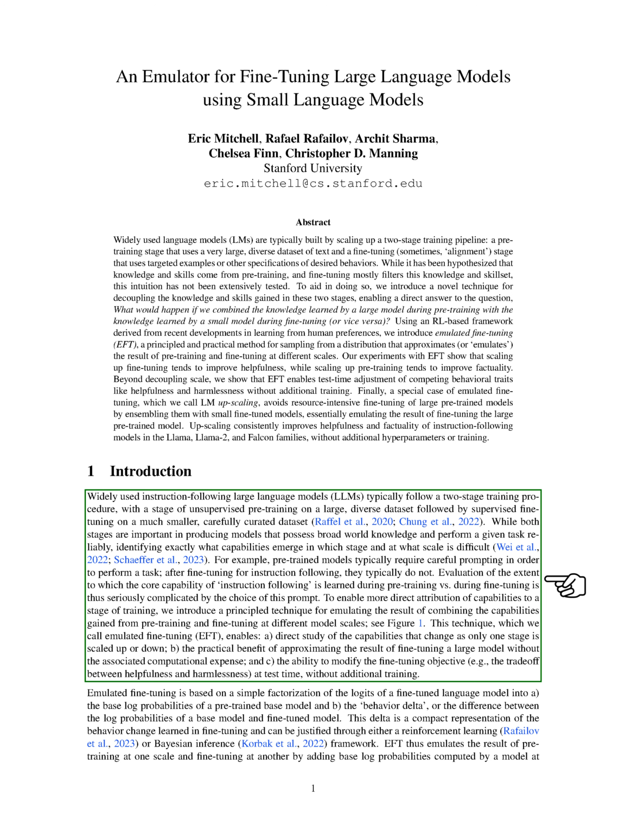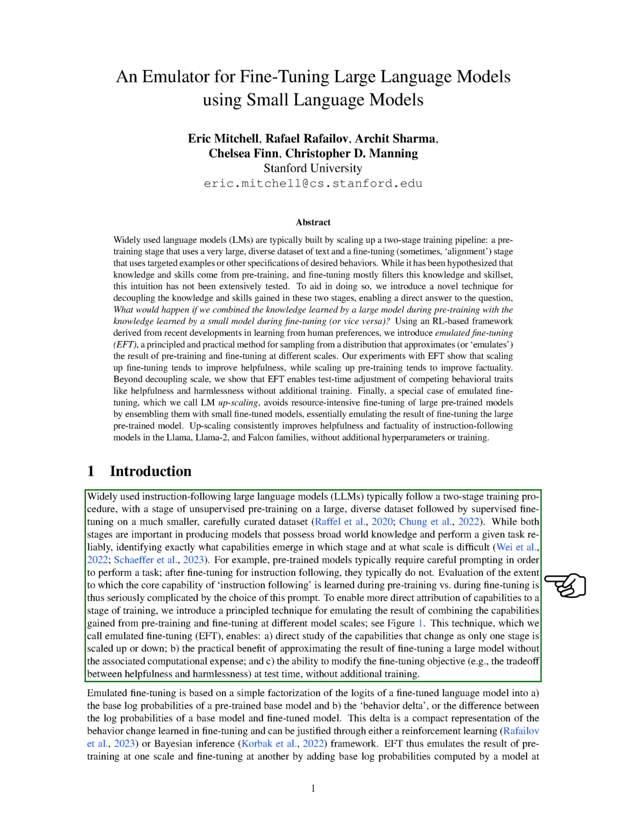However, it's challenging to pinpoint exactly which capabilities are developed at each stage and to what extent. For instance, pre-trained models often need careful prompting to perform a task. But after fine-tuning, they usually don't. This makes it hard to assess how much of the core ability to follow instructions is learned during pre-training versus fine-tuning. The choice of prompt further complicates this evaluation.